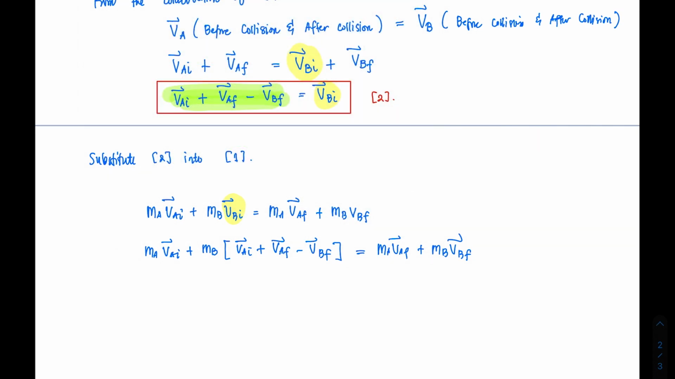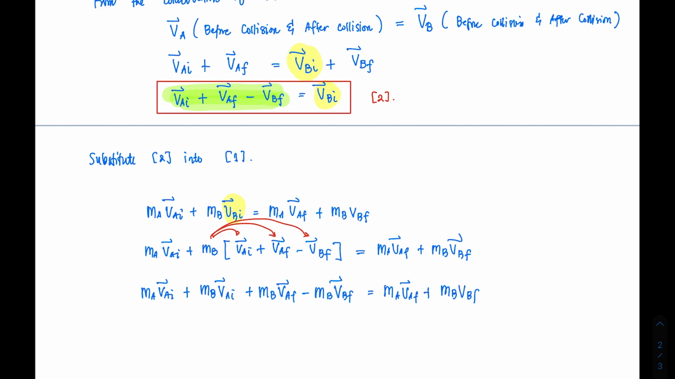Okay, so I'm hoping you are able to follow that line of substitution that we did. And the next thing is you need to multiply MB or distribute MB to each of these terms over here. So when you do that, that is quite easy. You just have to be very careful in the notation. MA VAI plus MB, this one will become VAI plus M sub B VAF minus M sub B VBF. And everything is equal to MA VAF plus MB VBF.